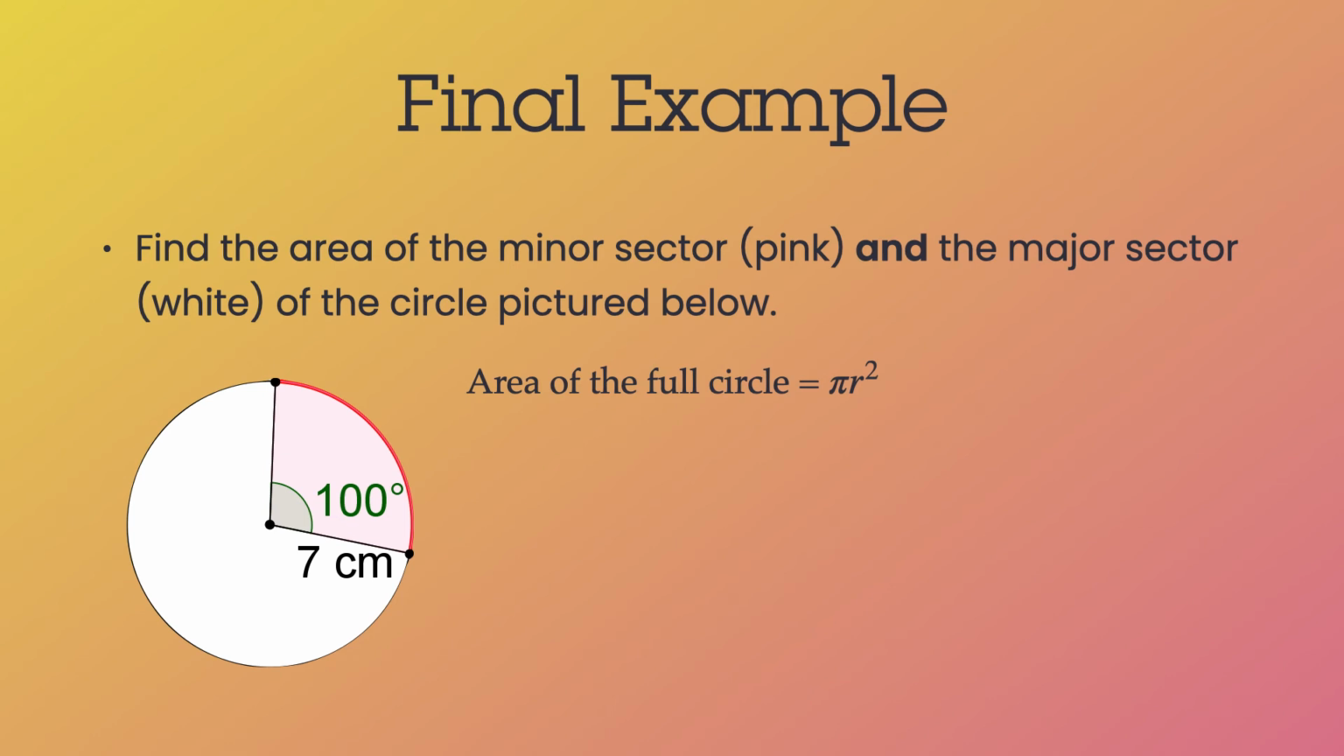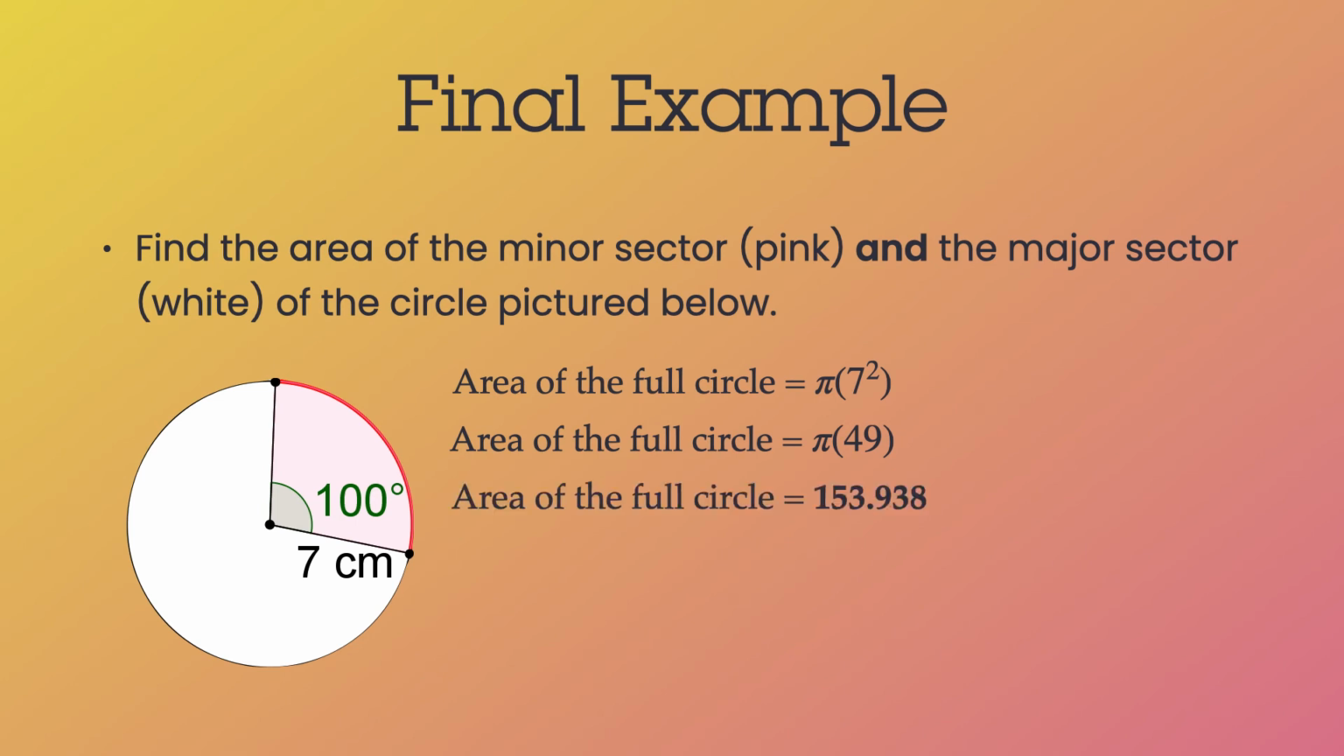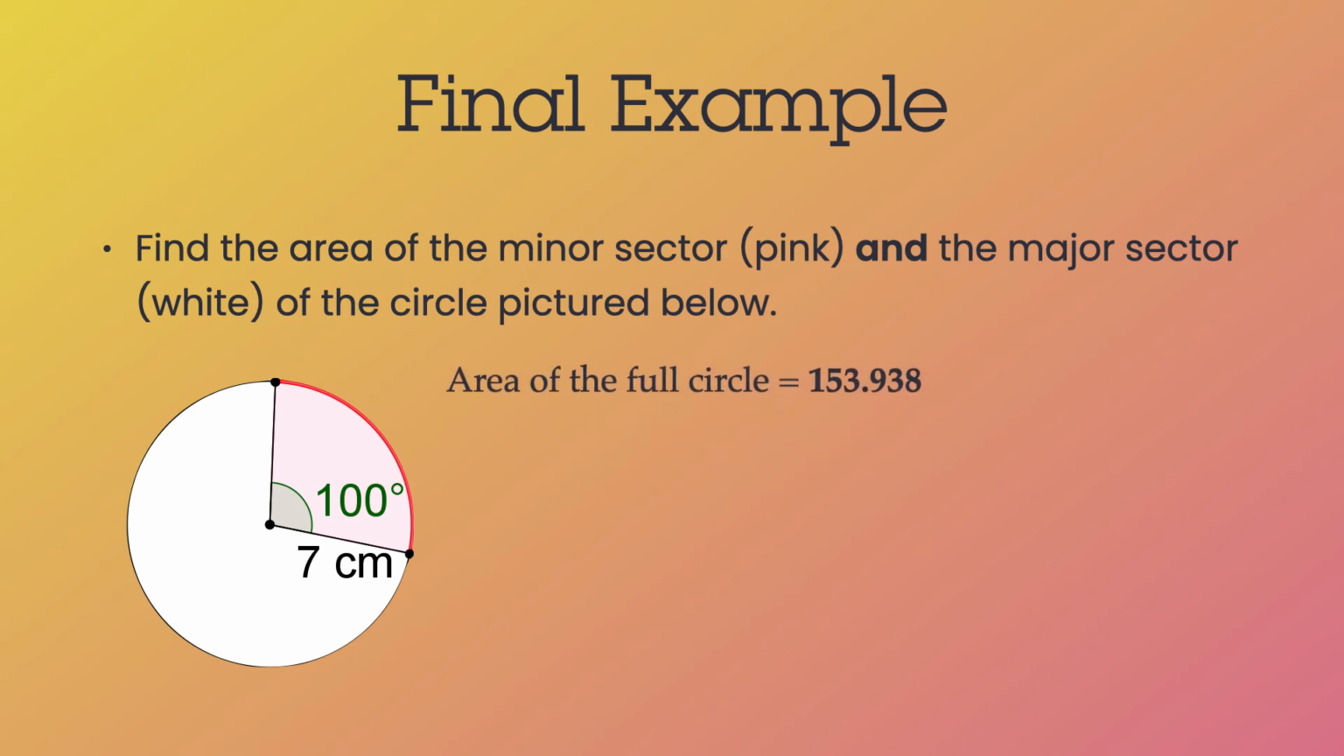So going back to use this original area of the full circle formula, all we need to know is the radius of the circle, which is 7. So we'll plug in that 7. And then we'll just solve that from here. 7 squared is 49. And we throw that in our calculator times pi. We get 153.938. So we'll just kind of set that aside for a minute. We know the area of the entire circle is this 153.9 number. Now we're going to look at the sectors.